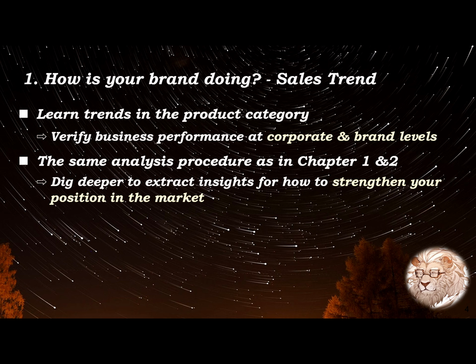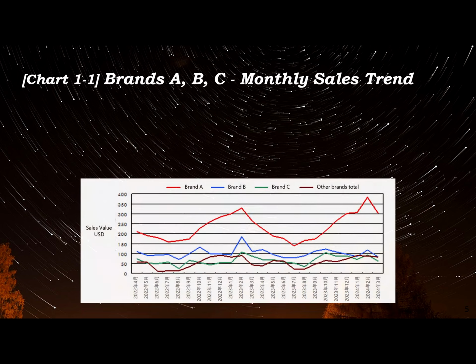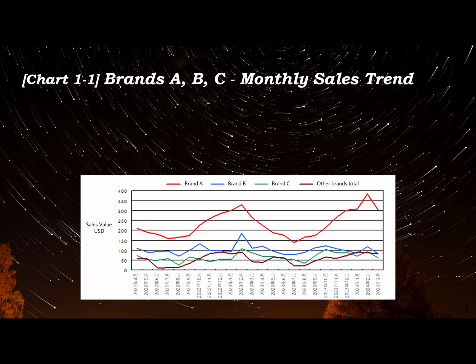The only difference here is that you should focus on extracting useful insights for empowering your brand's position in the market. From now on, we will analyze the monthly sales figures from April 2022 to March 2024 of Brand A compared to competitive brands B and C in Segment A for the chocolate product category. Now let's look at the line graph showing monthly sales values for the three brands, A, B, and C.